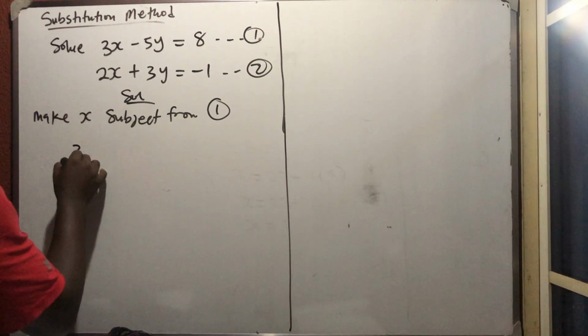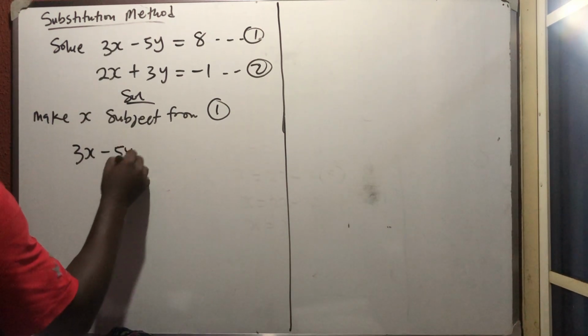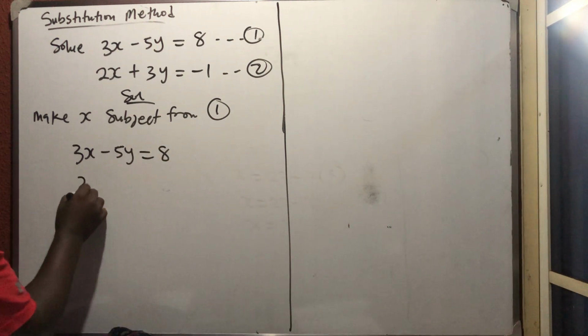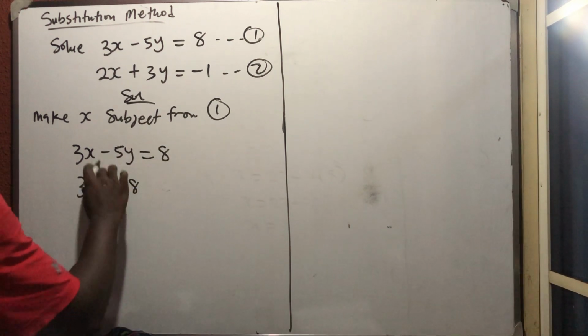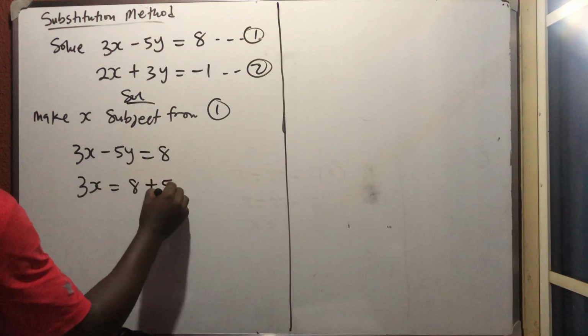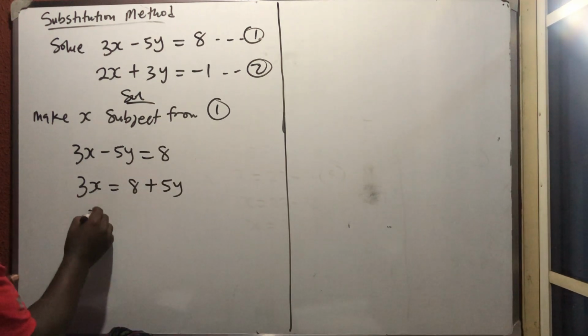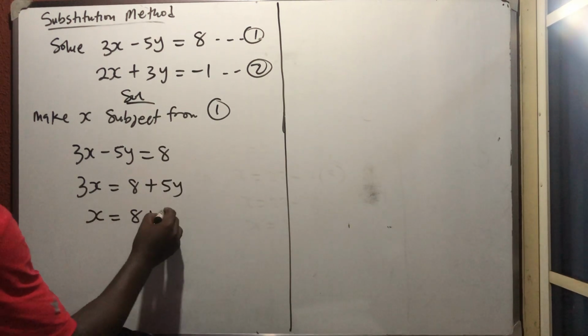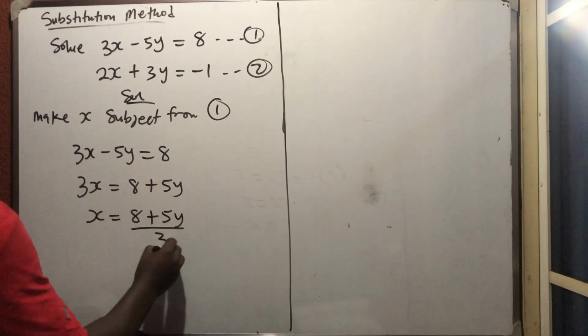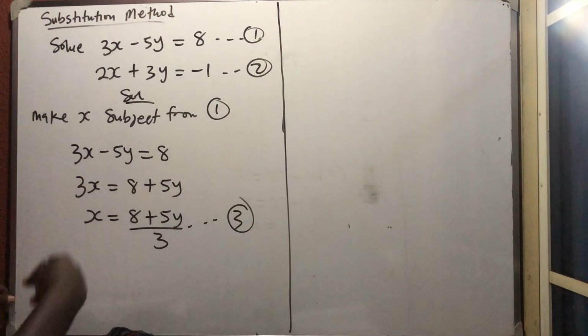Now I'm having 3x minus 5y is equal to 8. So therefore 3x will now be 8, this one moving here, I'll have plus 5y. Now divide everybody by 3 to have that x is equal to 8 plus 5y divided by 3. Equation 3. I have made x the subject.